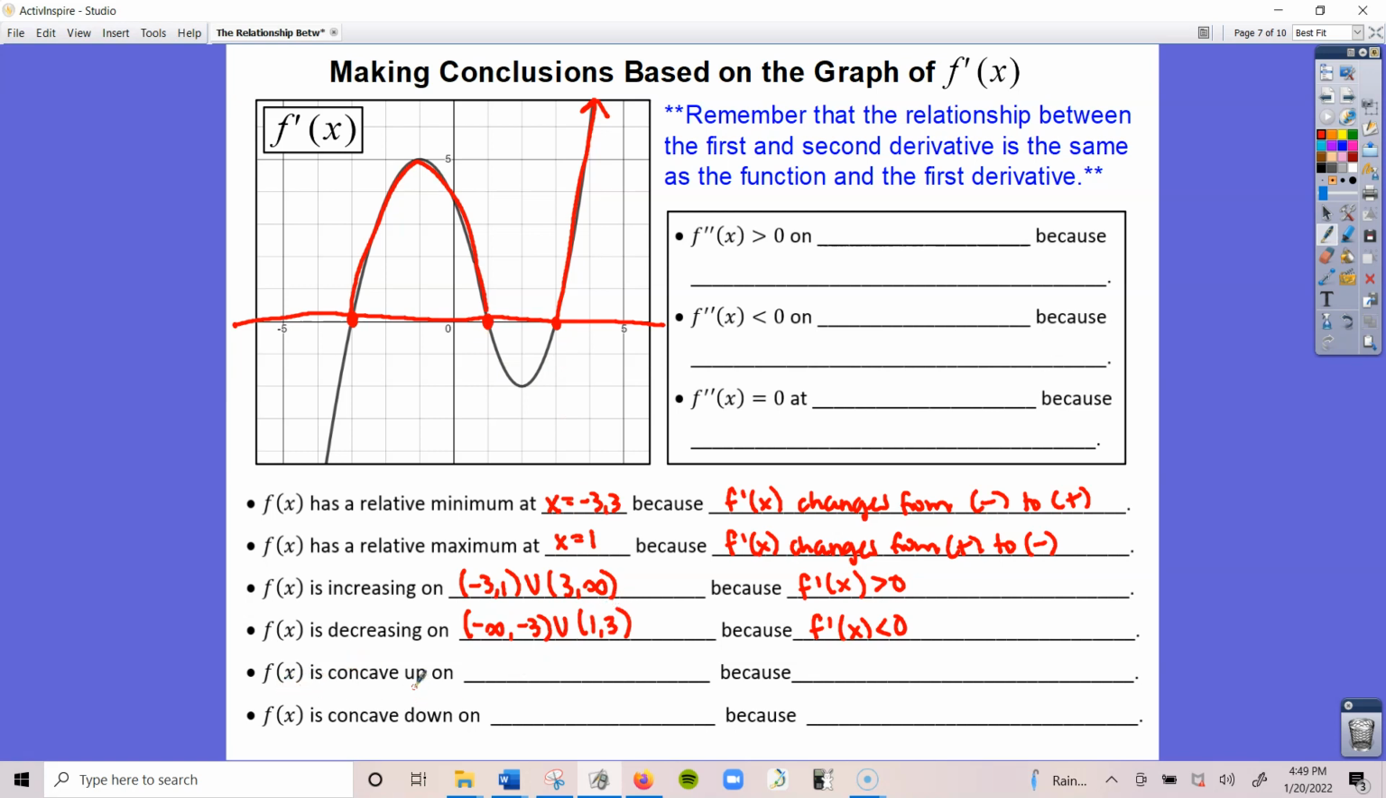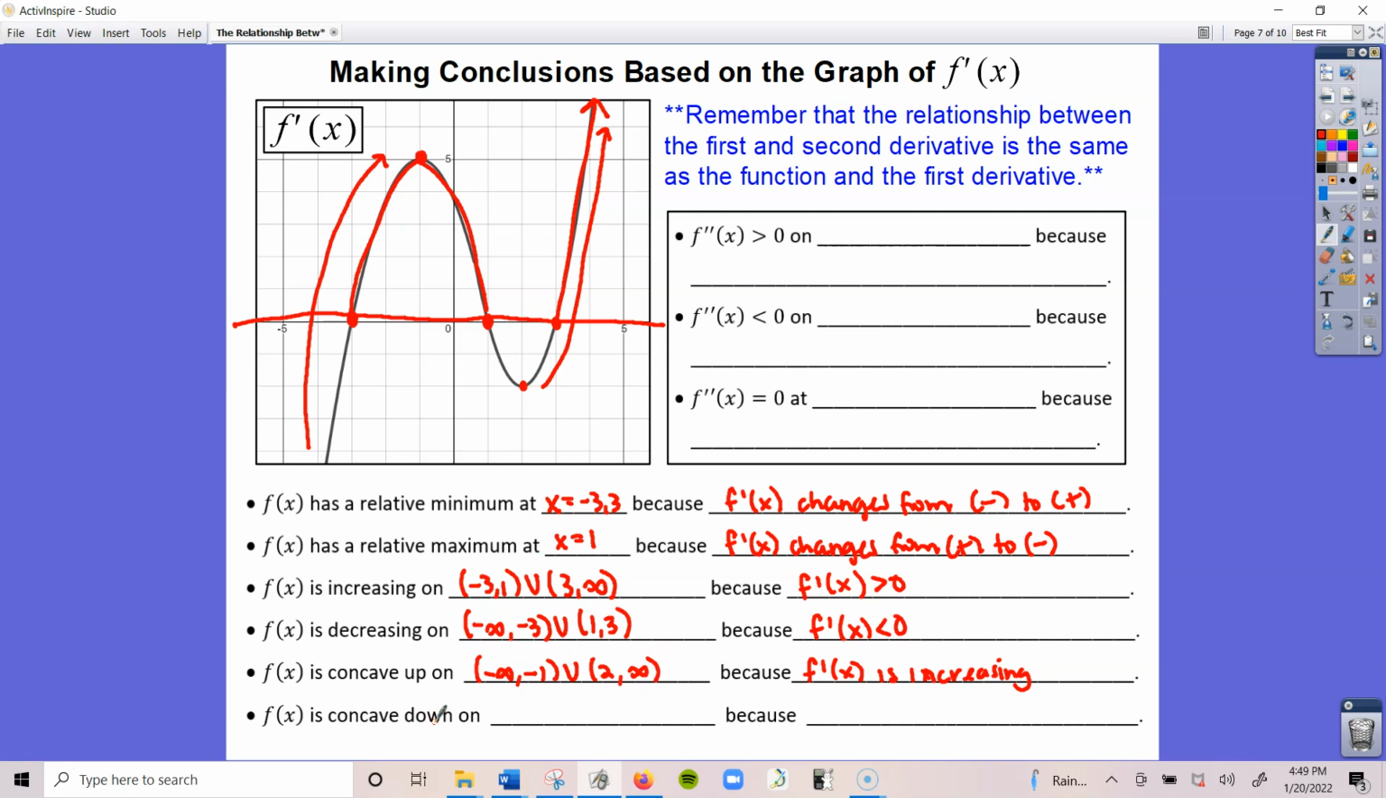Now f of x is concave up. So remember, talk yourself through it. It'll be concave up if the second derivative is greater than 0. If the second derivative is greater than 0, then that means that f prime of x is increasing. So now we have to look at when the graph is going up. And it's increasing from here to this point here, which is x is -1. So that is on the interval -infinity to -1. And then it increases again from this point, which is from 2 to infinity.